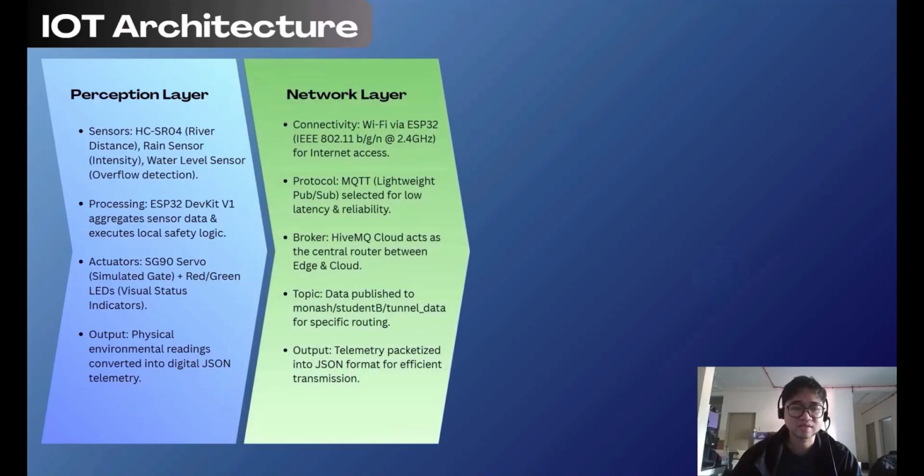The next is the network layer. The connectivity is Wi-Fi via the ESP32 to transmit data, and the protocol used is the MQTT protocol to handle data communication effectively and efficiently. The broker used is HiveMQ cloud, which routes data for real-time monitoring.